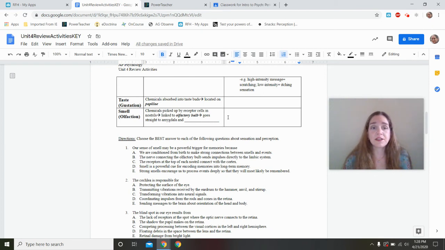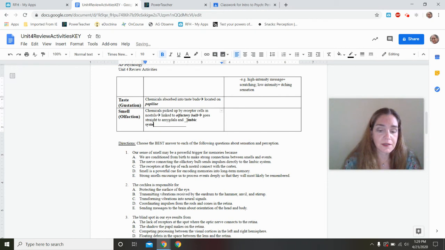The fancy term for smell is olfaction. We believe it is the oldest sense evolutionarily. It is the only sense that does not pass through the thalamus. So it says here chemicals are picked up by receptor cells in the nostrils, which are linked to the olfactory bulb and go straight to the amygdala. And you could either write limbic system, or you could also write the hippocampus and the hypothalamus.